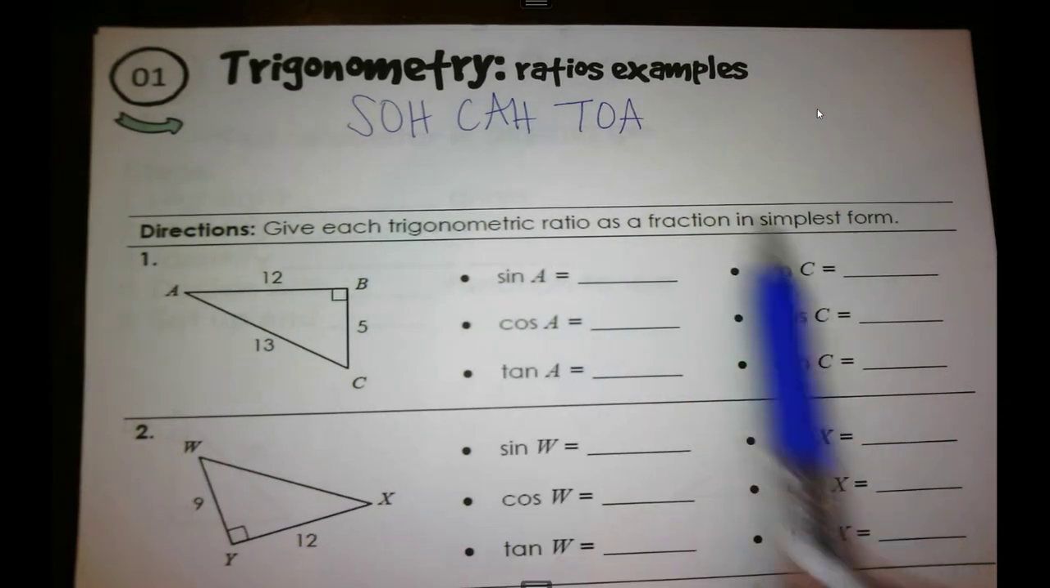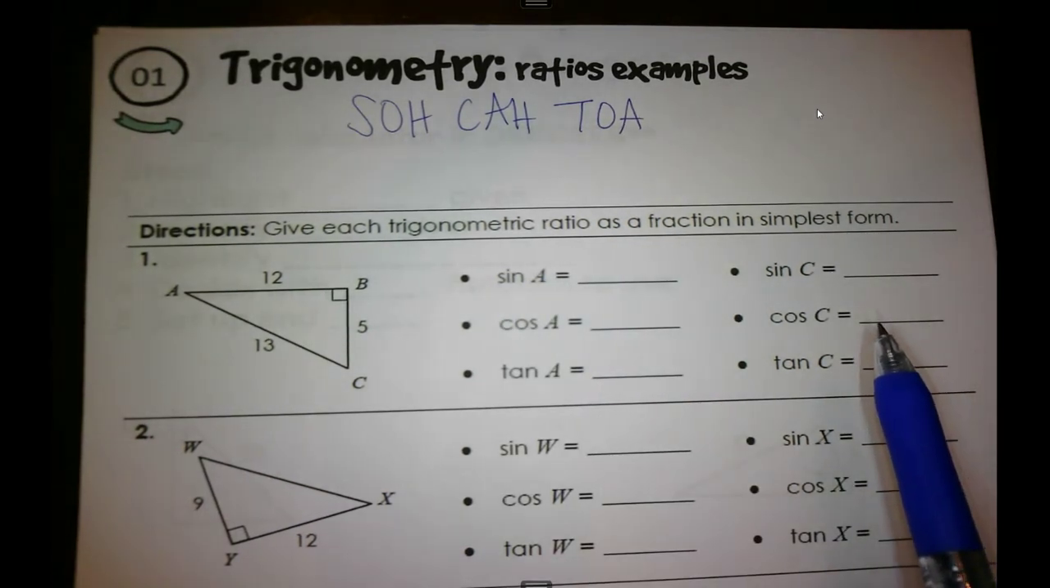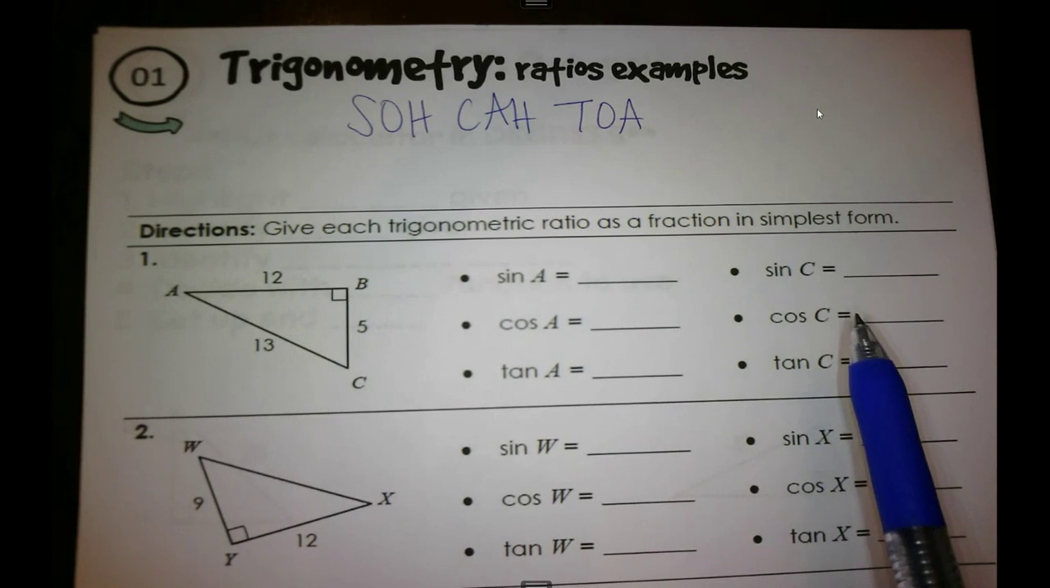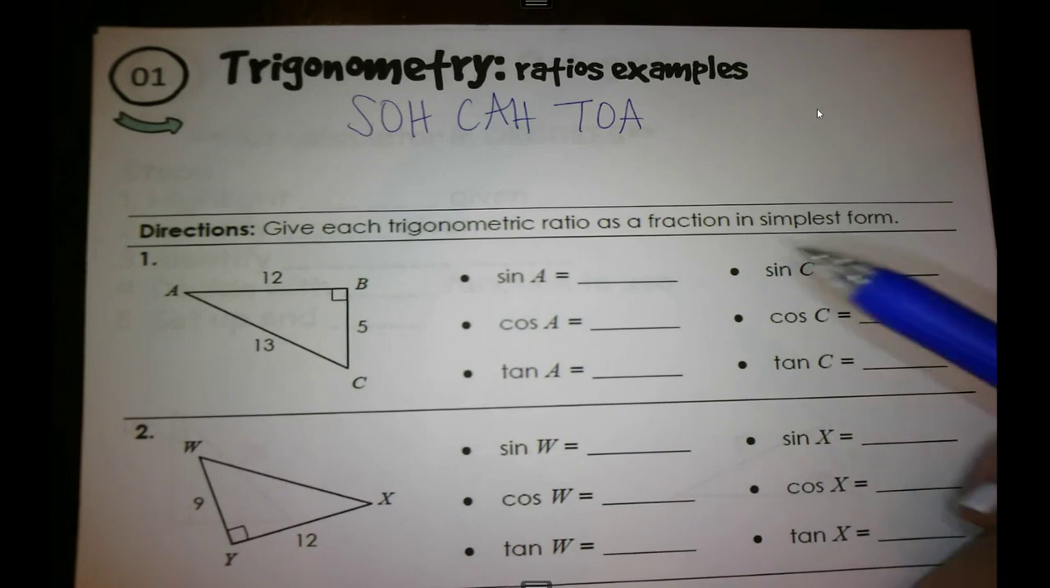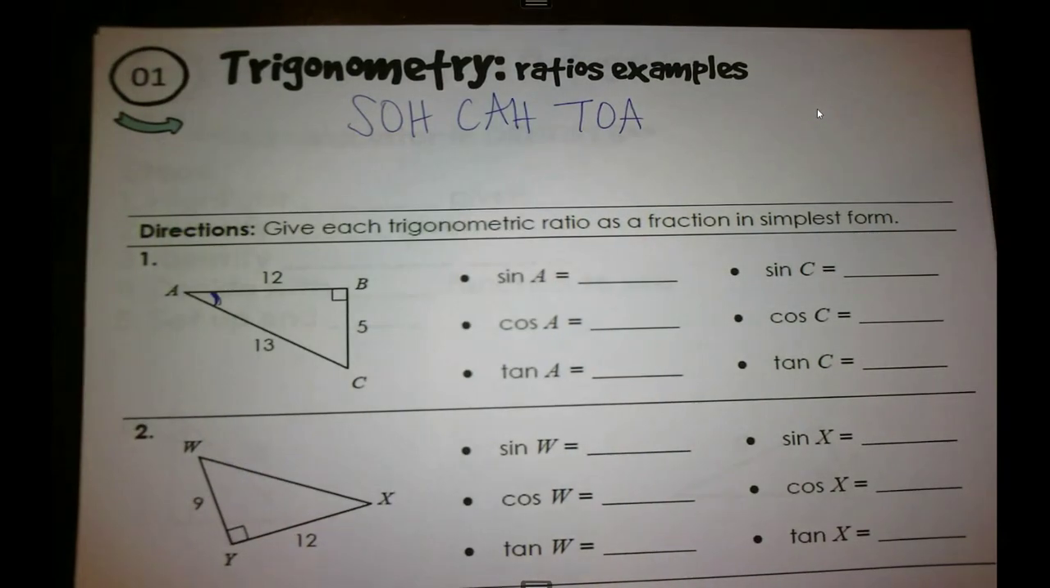It says give each trigonometric ratio as a fraction in its simplest form. So that just means reduce your fraction if you can. So this has us looking first at A. So I'm gonna mark A. So your first step probably should be to mark your angle and then label your sides. You know what? I'm gonna write that down.